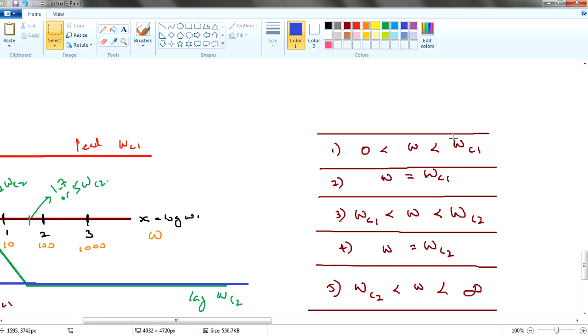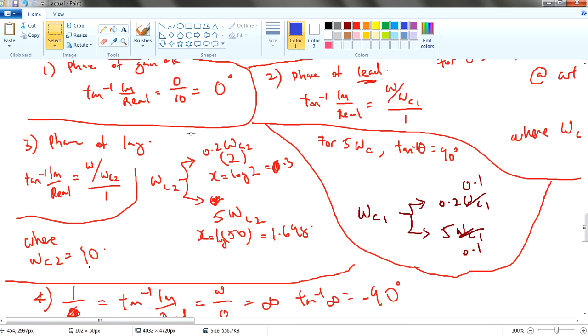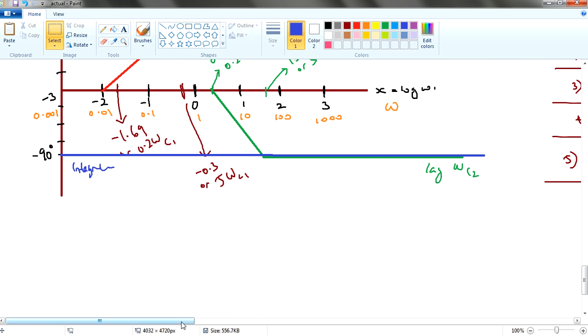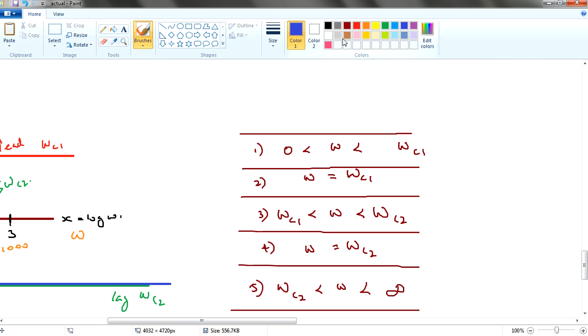What is a little different is that, if you remember, for the phase angle we take 0.2 of the cutoff frequency up to 5 times the cutoff frequency. So we will have to use different points to set the range. So this will be like 0.2, 0.2, and then 0.2.